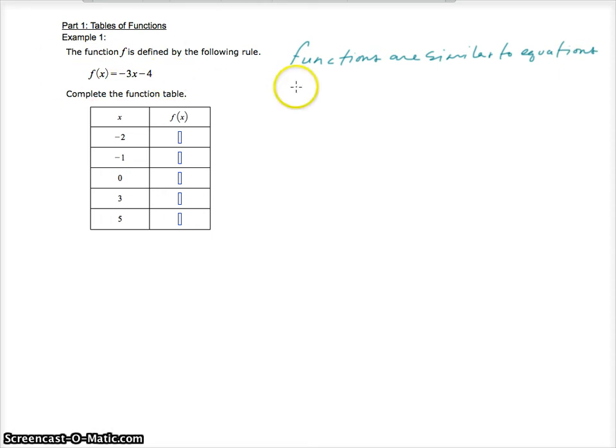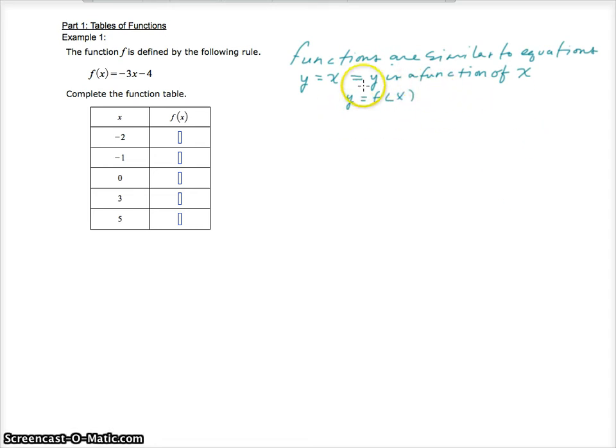Functions have a different notation though. We talk about y, let's look at y equals x for a minute. And we're going to change it to y is actually a function of x. So y is a function of x. So that means that y equals f of x.